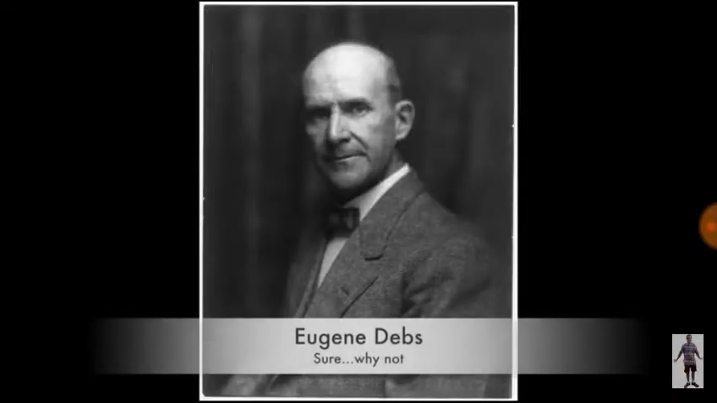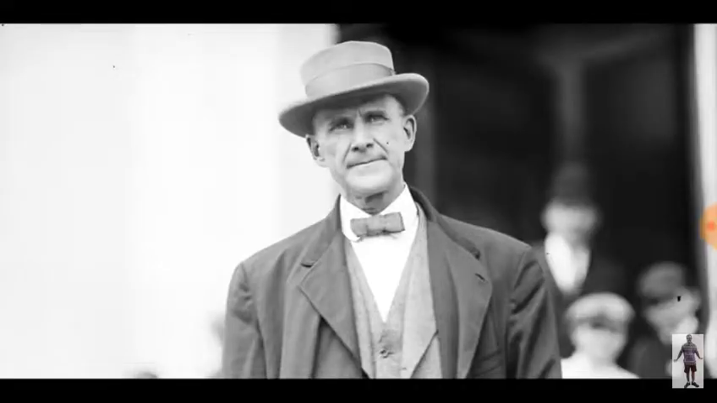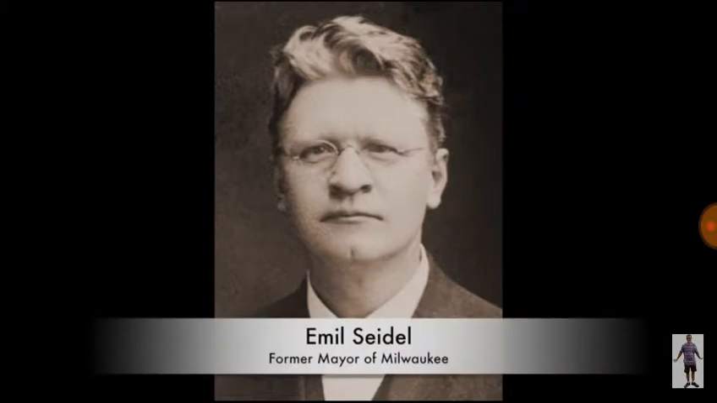In 1912, Eugene Debs ran for president a fourth time, trying to keep together a socialist party that was also splintering. Debs was by this time a recognizable name across the nation, and his running mate was Emil Seidel, the former mayor of Milwaukee, the first ever socialist mayor of an American city, as a matter of fact.